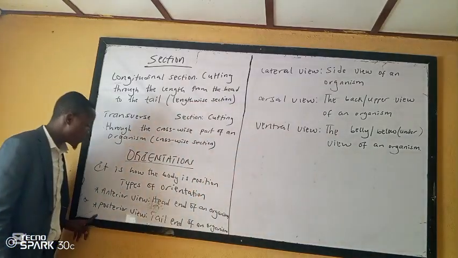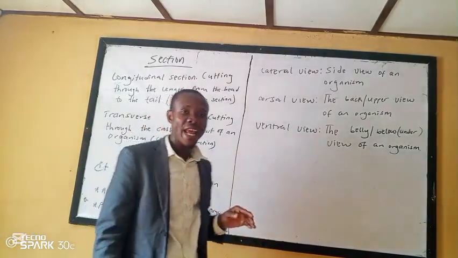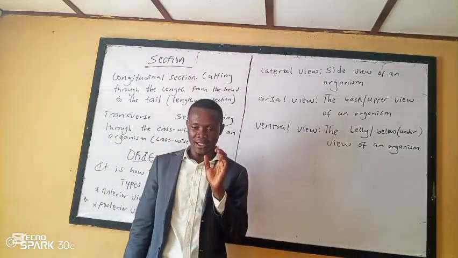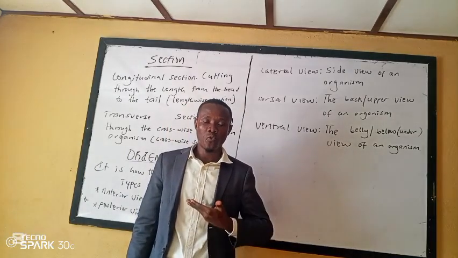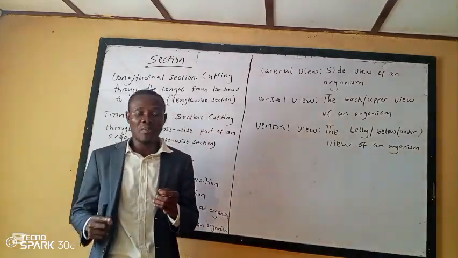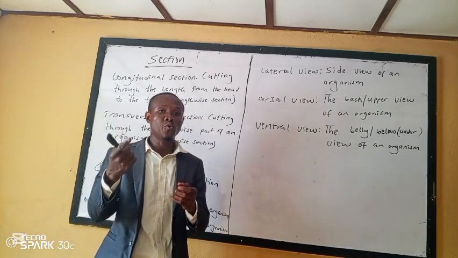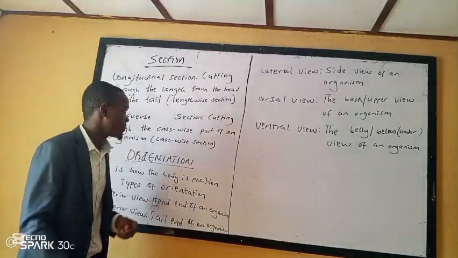And we have the posterior view, which talks about the tail end of an organism. For me, standing here as well as an example, you draw from here downwards. The tail is any part behind the anal opening, behind the anus opening. Any part beyond it is what we call the tail.